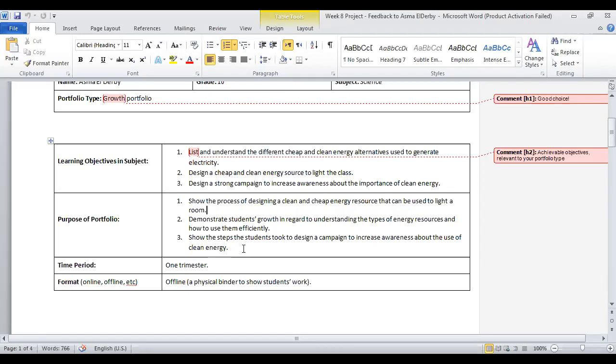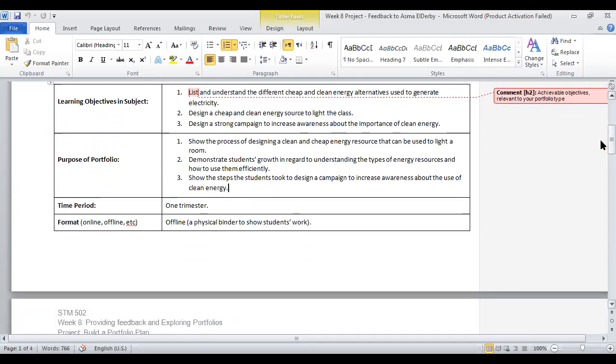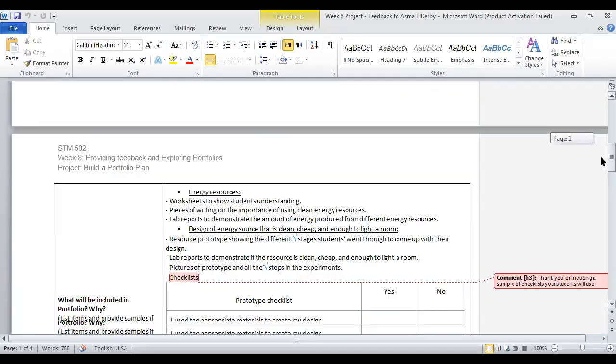How the students, for example, are going to implement the steps of the engineering design in carrying out or building a prototype. Okay. The time period the portfolio is going to cover is one trimester. Okay. In her case, she chooses that it's not going to be an e-portfolio, but an offline one. This means that it's a sort of physical binder that the student has to show.